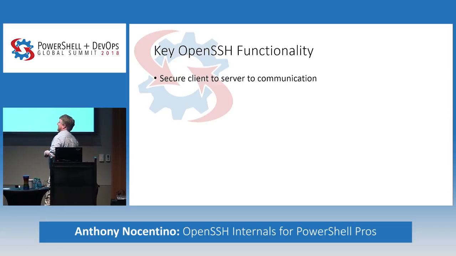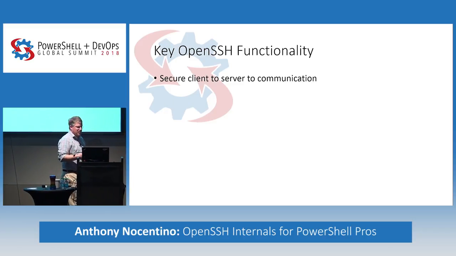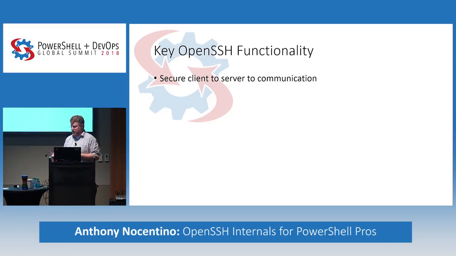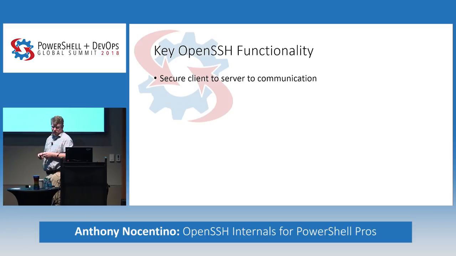Thank you for laughing. So the number one thing out of the box that we get with OpenSSH is secure client-to-server communication, right? We have symmetric encryption for our connection, which is pretty much as good as it's gonna get when we're exchanging data securely between a client and the server.